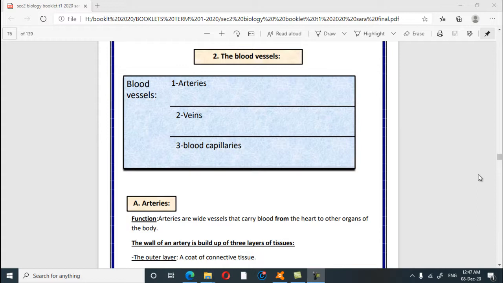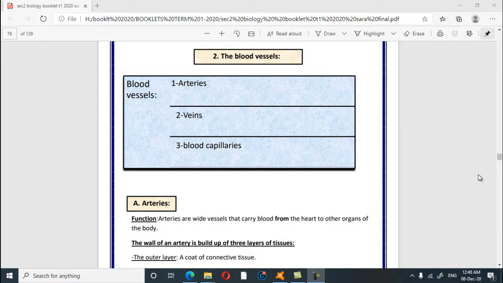Today we will complete our lesson Transportation in Humans and Animals. Last time we talked about the circulatory system, and we said that the circulatory system consists of the heart, blood and blood vessels, and we talked about the heart structure and the origin of the sound of the heart and so on. Today we will talk about the blood vessels, the blood pressure and the blood structure. Let's start with the blood vessels.